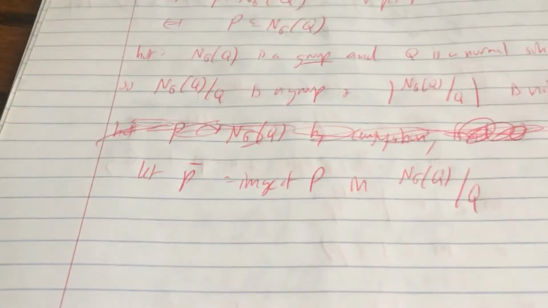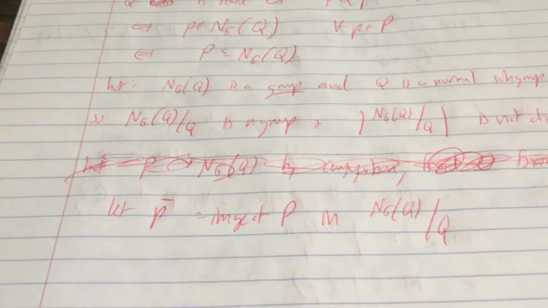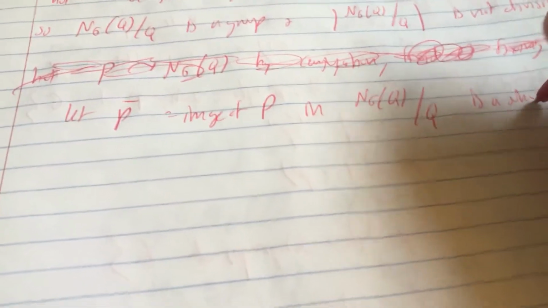So let's scratch this last part. On the other hand, the image of P in NGQ is a group. So now let P bar be the image in NGQ mod Q. Right, P normalizes Q, so P bar is the image of P inside NGQ mod Q. This is a subgroup, and the size of P bar divides the size of P, and so is a power of P.